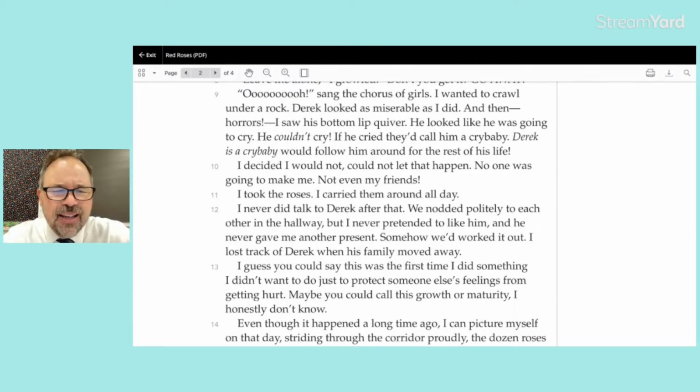He couldn't cry. If he cried, they'd call him a crybaby. "Derek is a crybaby" would follow him around for the rest of his life. I decided I could not let that happen. No one was going to make me, not even my friends. I took the roses. I carried them around all day. I never did talk to Derek after that.